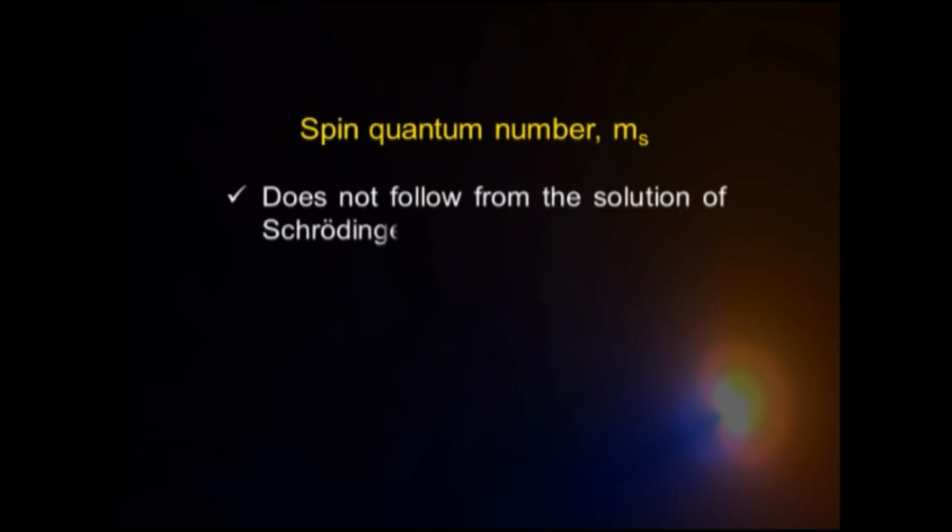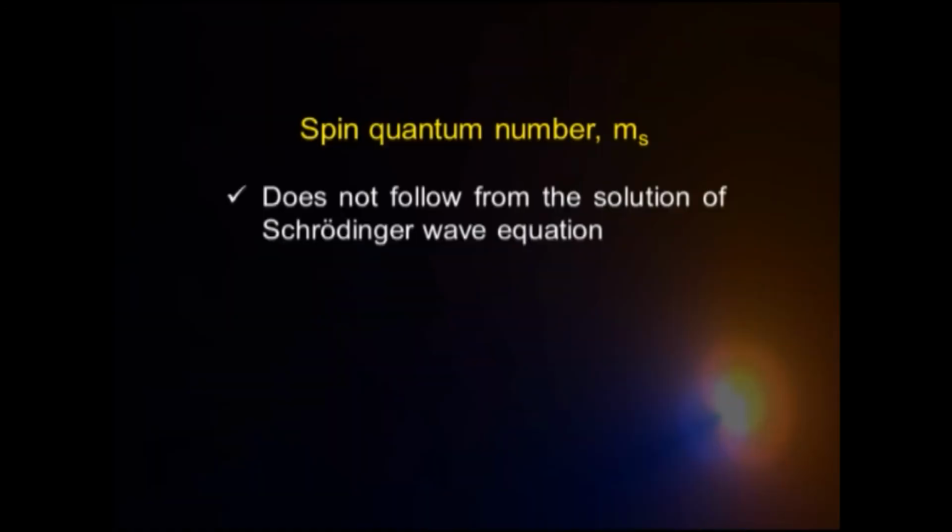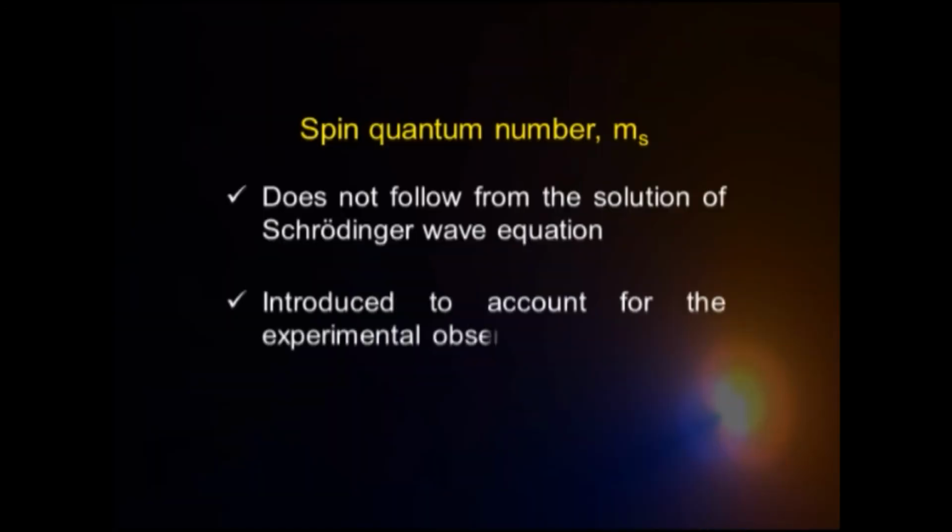Okay, let's move on to the next quantum number, called the spin quantum number. If you recall, I just mentioned earlier that this spin quantum number does not follow from our Schrodinger mechanics, because when you solve these equations, we have got only 3 quantum numbers, n, l, and m_l. This quantum number, the spin quantum number, was introduced later on to account for an experimental observation.